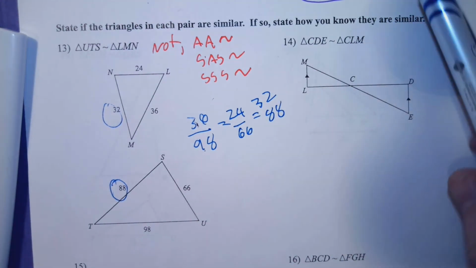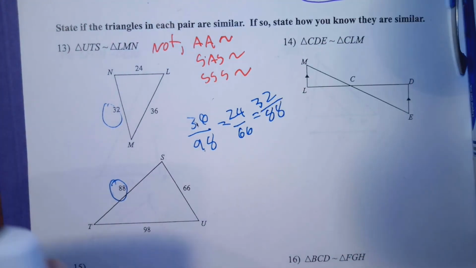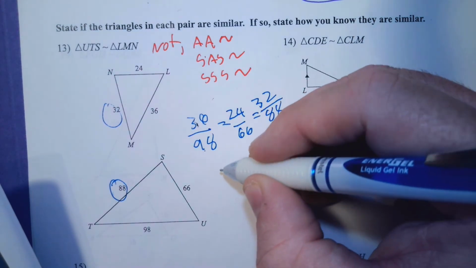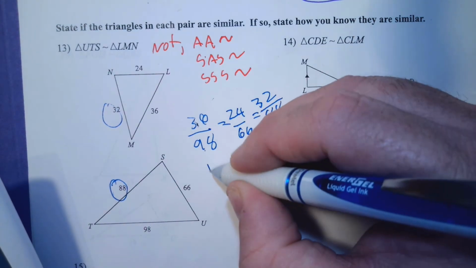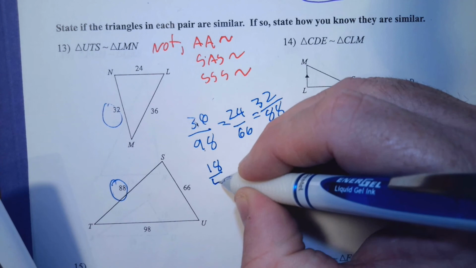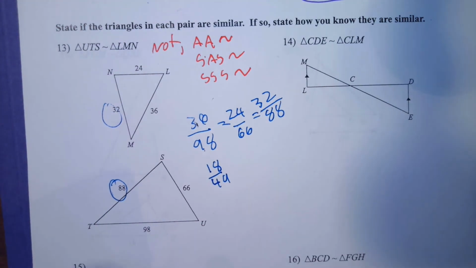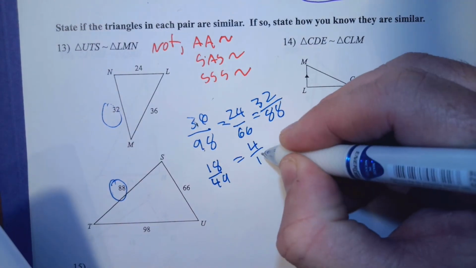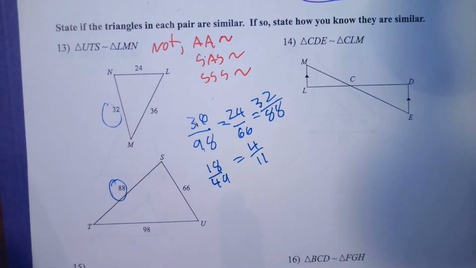32/88. Okay, so I need to reduce all these fractions to see if they're the same. 36/98, if I put it in correctly, would be 18/49. 24/66 should be 4/11. Okay, that means the answer is not, so far.